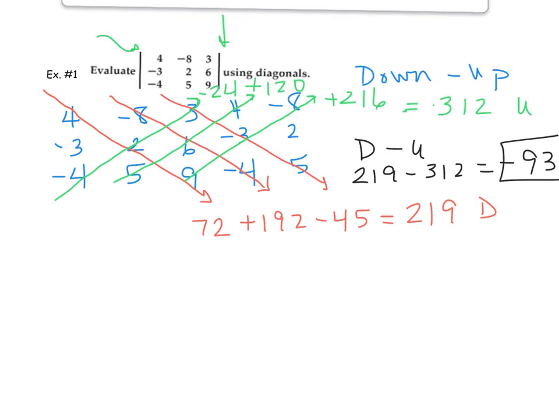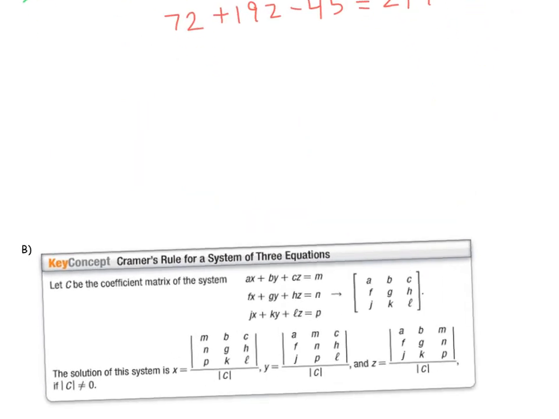Okay, now what we're going to do is go on to what we call a system of 3 equations with 3 unknowns. So that means there are 3 equations, and the 3 unknowns are x, y, and z, and we're going to use the determinants to solve for x, y, and z. Okay, so let's go ahead and go to the next one.